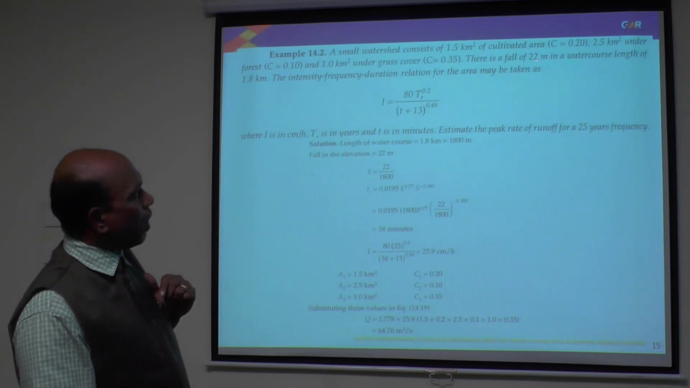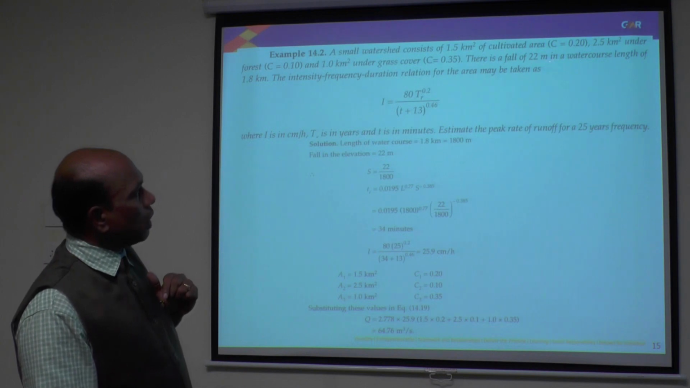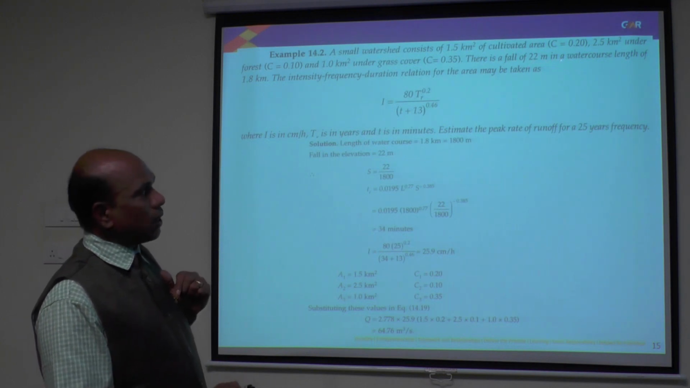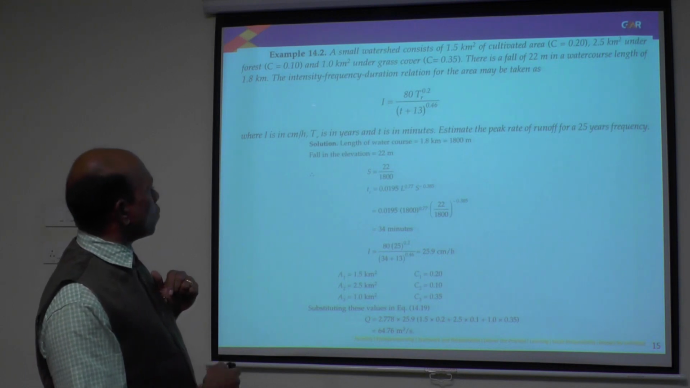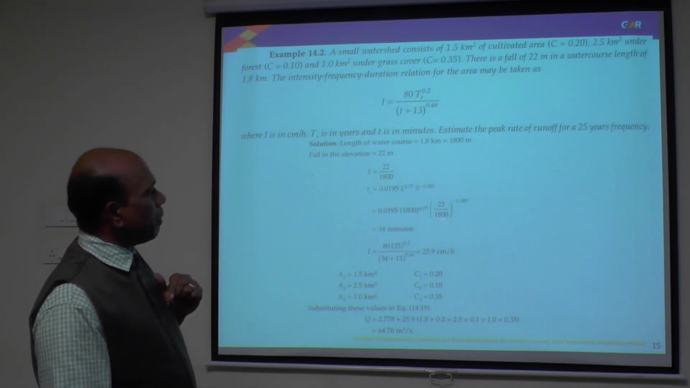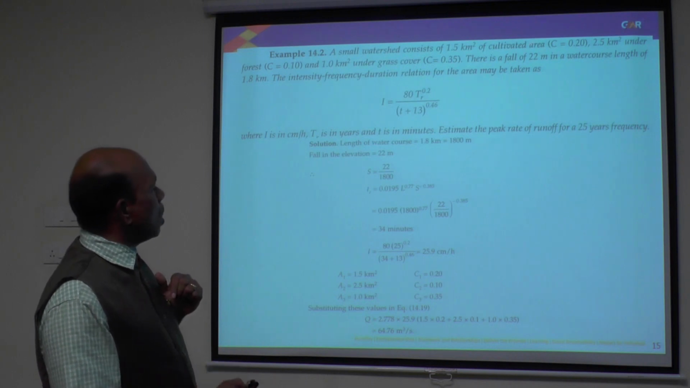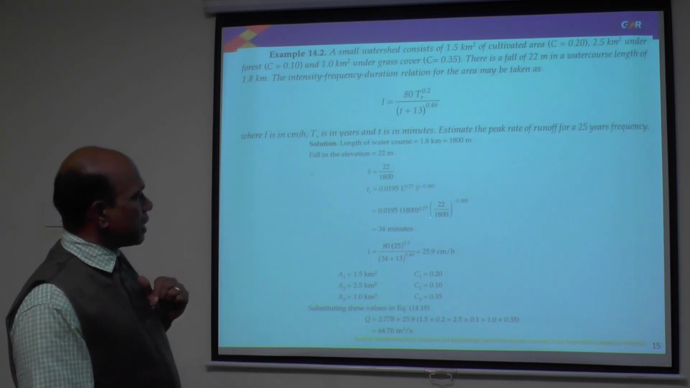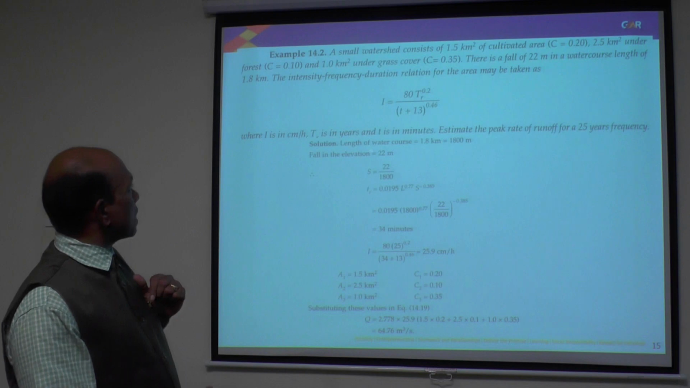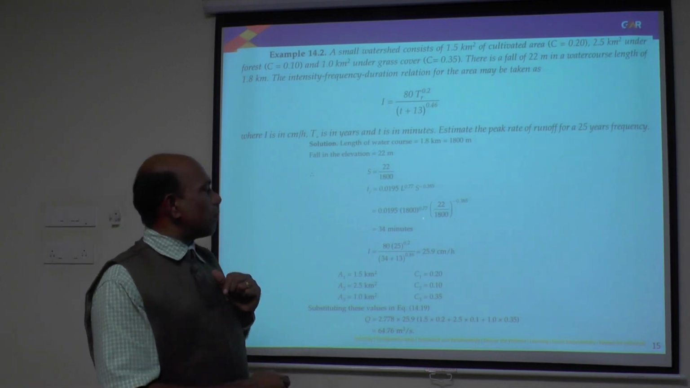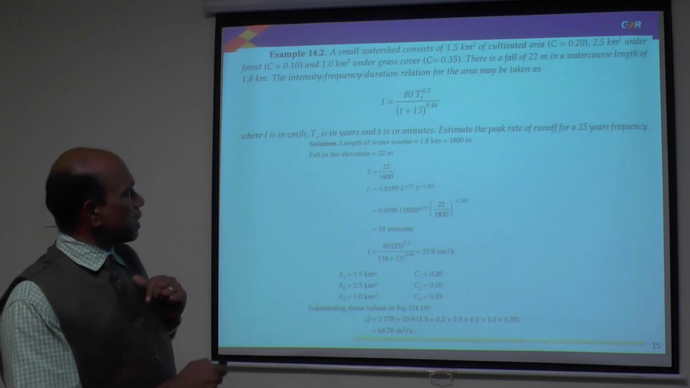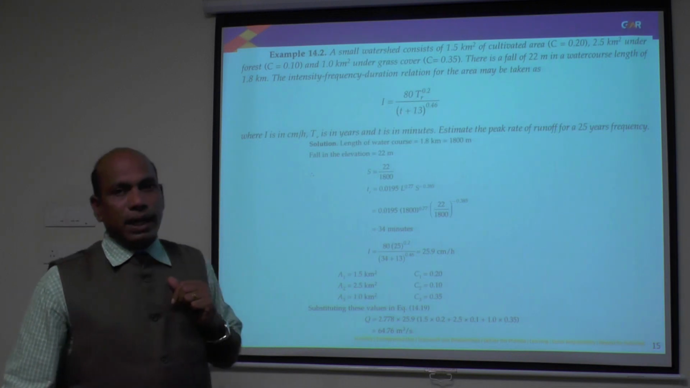Here they have given a fall of 22 meters, the elevation at one location, and at another location it is 0. The length is equal to 1.8 kilometers. That means the slope equals 22 divided by 1.8 kilometers, converted into meters, 22 divided by 1800. This is the S. The length of the catchment is given as 1.8 kilometers. Once we know the T value, the time of concentration, 34 minutes, calculated here and substituted, then we have the intensity of the rainfall.